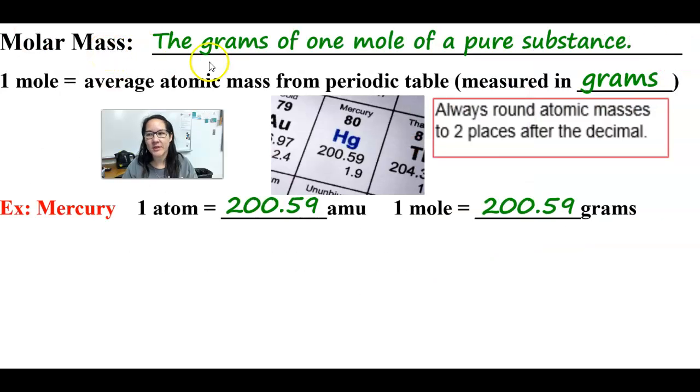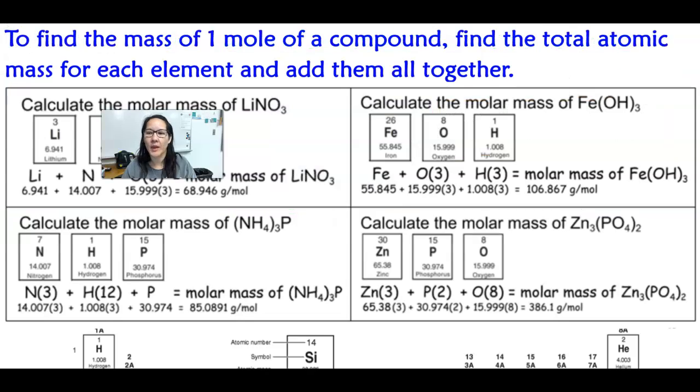So let's talk about molar mass for a second. The grams of 1 mole of a pure substance is equal to the molar mass. 1 mole of any element or compound or formula unit equals the average atomic mass from the periodic table measured in grams. Here we have mercury on the periodic table, and by the way, regardless of your periodic table, we're just going to always deal with 2 decimal places. So mercury is 200.59 average atomic mass, which means 1 single atom would have 200.59 atomic mass units, or 1 mole of mercury would have 200.59 grams per mole.